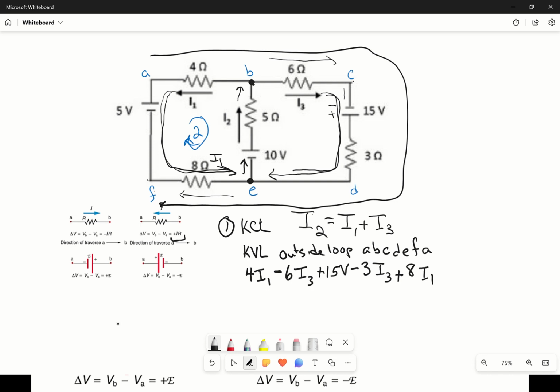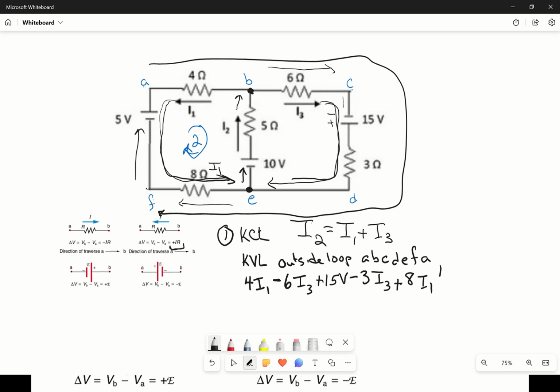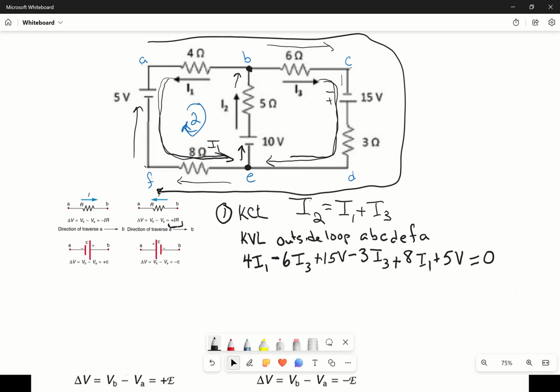And then finally, from F back to A, I'm going through that 5-volt battery towards the plus. So that's plus 5 volts. And since I'm now all the way around, I'm going to set that equal to 0. Okay, so let's simplify this.